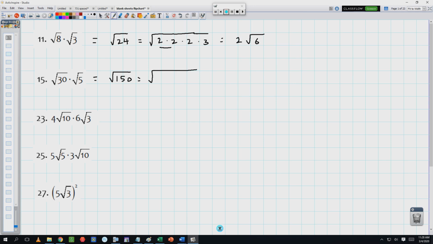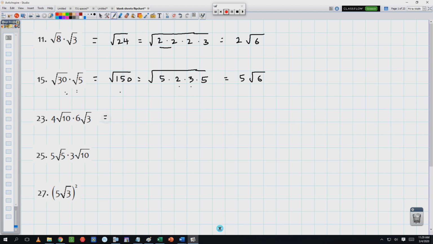30 is on the inside, 5 is on the inside, so this simplifies to a radical 150. 150 is a 5 and a 30, because that's what I multiplied here to get that. A 5, a 30 is a 2, a 3, and another 5. I see that I have a pair of 5s, so I'll pull a 5 out, but I have to leave this 2 and 3 inside: 5 radical 6.